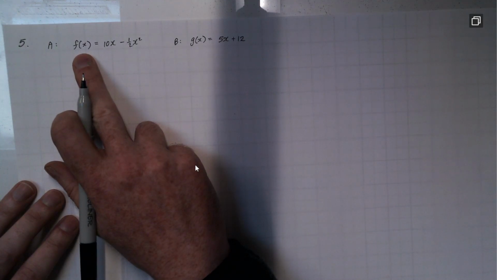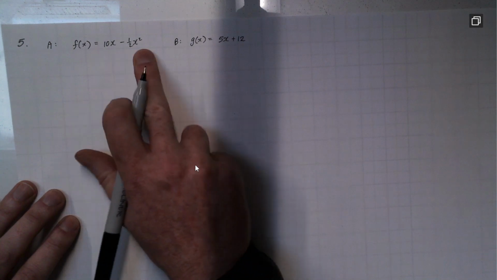Train A is at the origin, so we change the coordinates to the origin, 0, 0.